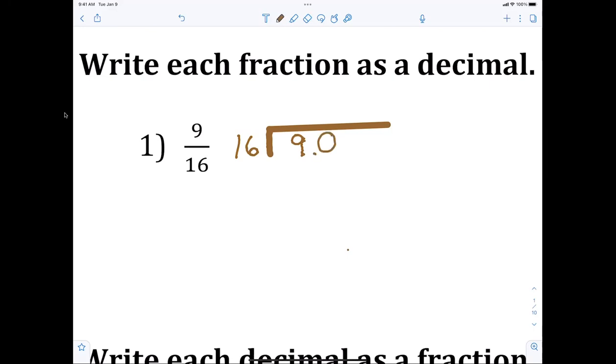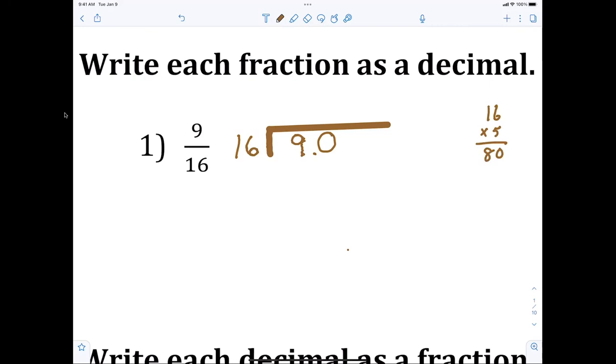And then let's put down our 0. And now tell me, how many times does 16 go into 90? Do you know? 5 times. So let's do, off to the side, sometimes if you do 16 times 5 and you know it's 80, just leave it there because you might need it again.